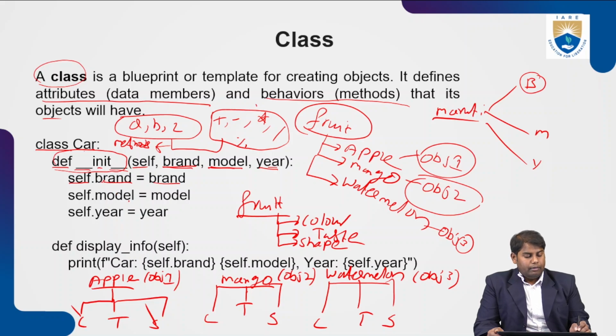This attribute or variable brand corresponds to this constructor, and under this constructor, whatever methods are present, the value of brand will be supplied to them. That's why we write self dot brand is equal to brand, self dot model is equal to model, self dot year is equal to year. That is the main purpose of writing these. So here we have defined the class and the name of the class, and we have defined the constructor.